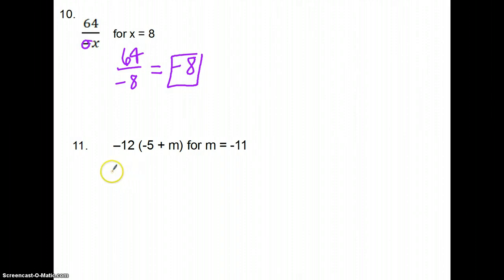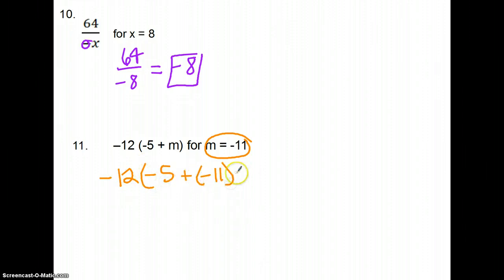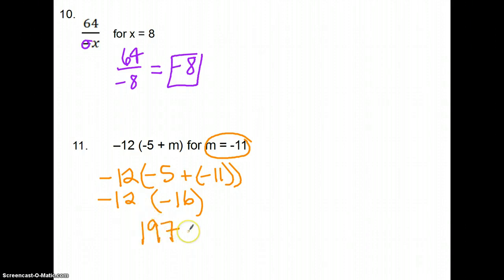Next one, I'm plugging in m is equal to negative 11. So I have negative 12, parentheses negative 5 plus negative 11, close my parentheses. I do what's in my parentheses first, so negative 5 plus negative 11, my signs are the same, so I add the numbers, and I have negative 16, and I keep my sign. And negative 12 times negative 16 is positive 192. So make sure you remember that a negative times a negative is a positive.